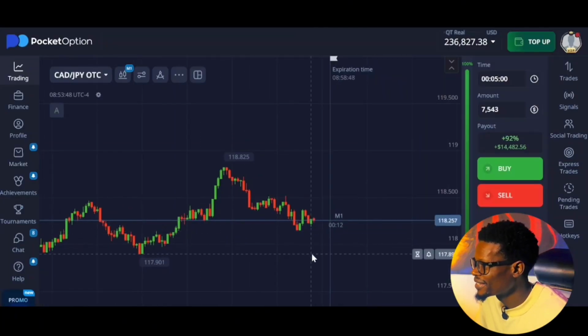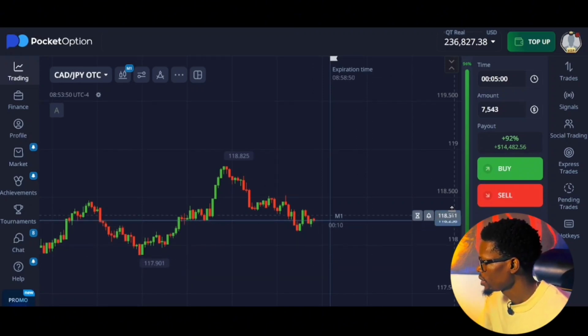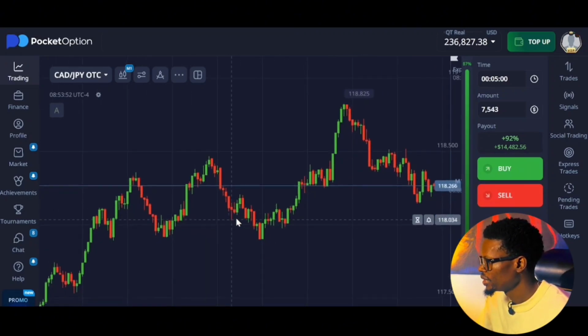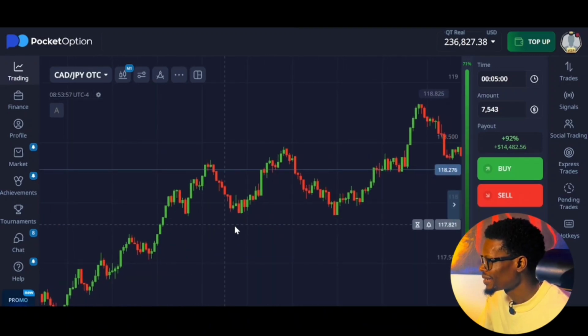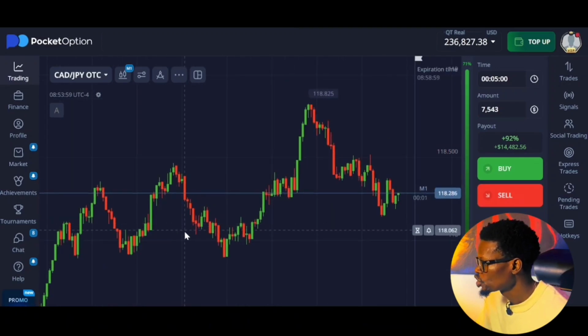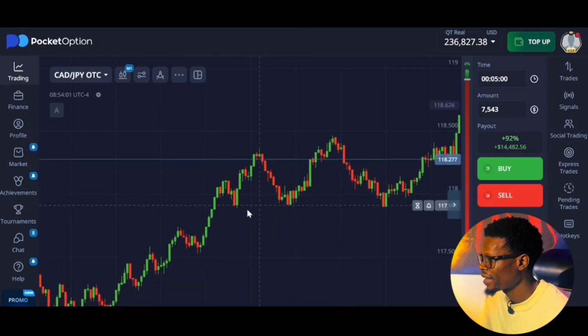So what we're having right here is the CADJPY. This is the OTC market. So we will look at the trend to see what is going on right here. So on the trend, obviously you can see that the price is moving aggressively towards the buyer side. So buyers are extremely strong.